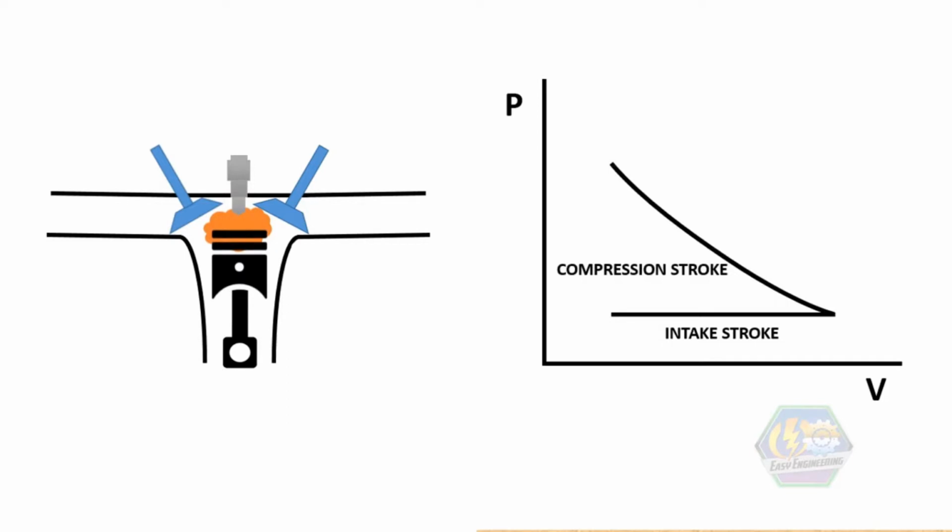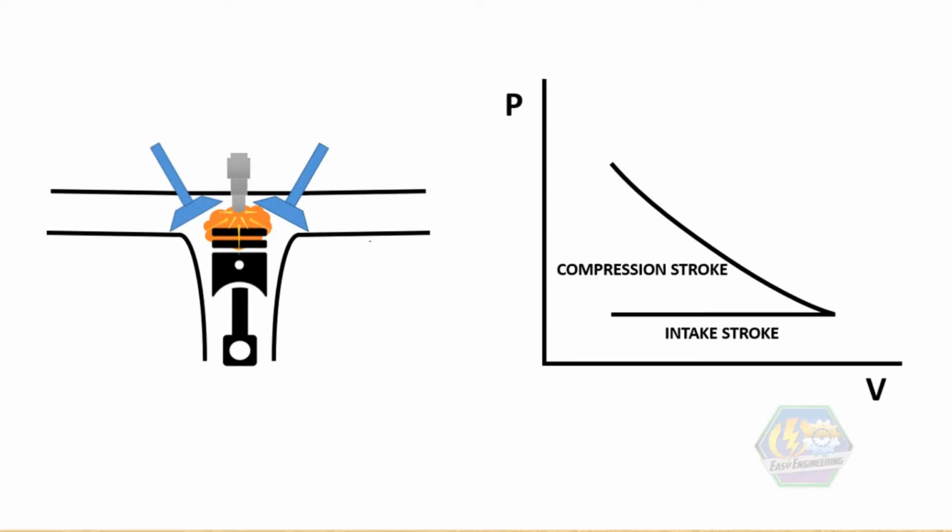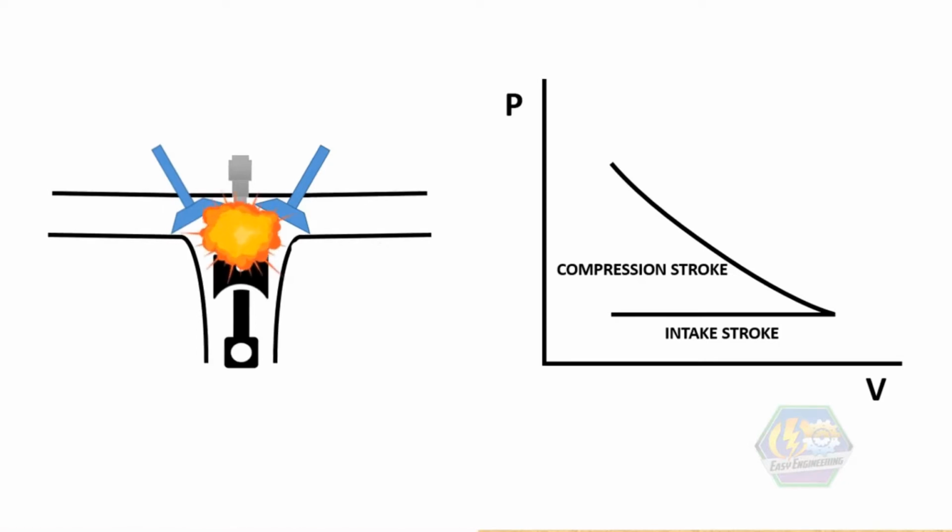Before moving to the third stroke, we will need something to give us power, and that is where the combustion comes in. Here, the spark plug now ignites and provides heat to the fuel and oxygen, which will produce combustion. The combustion is what we call the heat addition to our engine, and of course, the pressure increases.